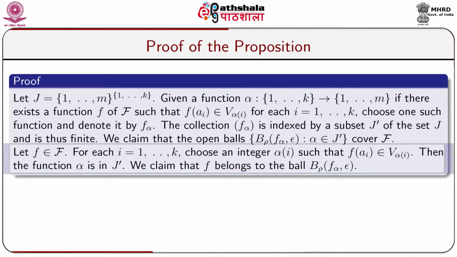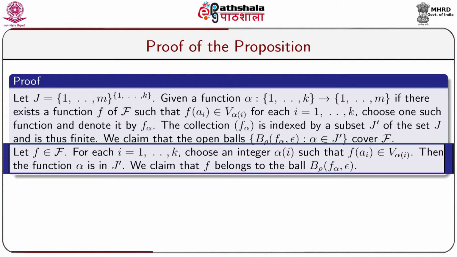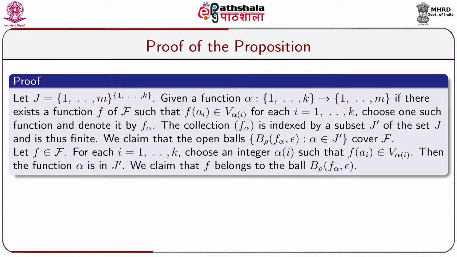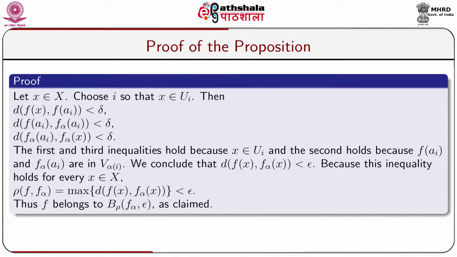To prove this, let f be an element of script F. For each i equal to 1 to k, choose an integer alpha(i) in 1 to m such that f(a_i) belongs to V_alpha(i). Then the function alpha is in J dot. We assert that f belongs to the ball B(f_alpha, epsilon). Now let x be a point of X. Choose i so that x belongs to U_i.